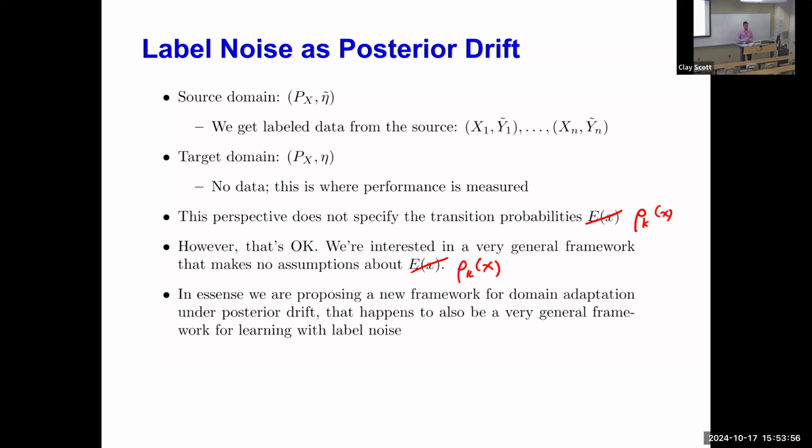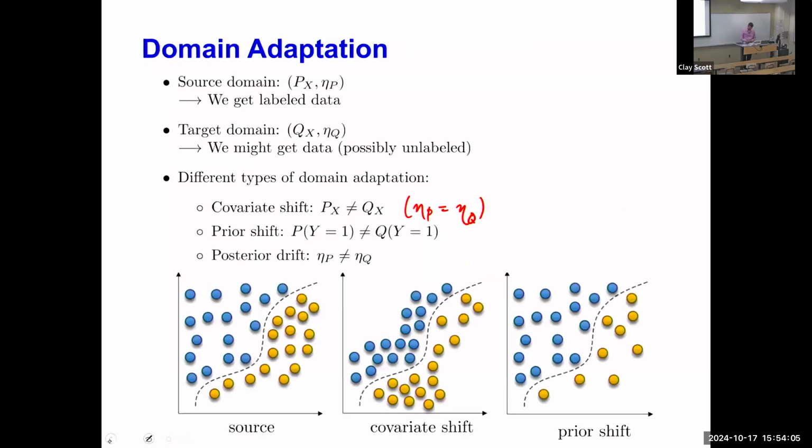Can you say a little bit more about why posterior drift is this particularly common form of domain adaptation? Because I think the features might change over time or something.